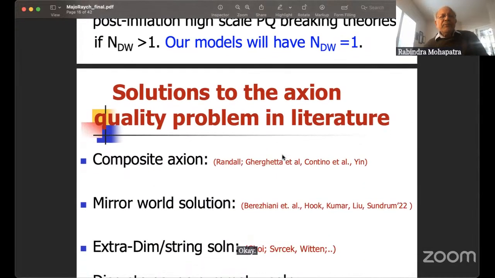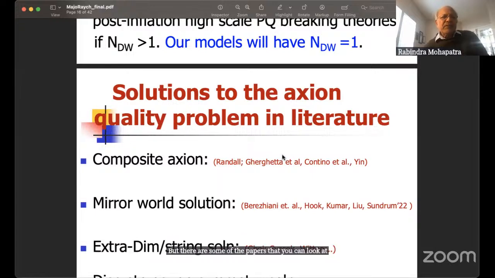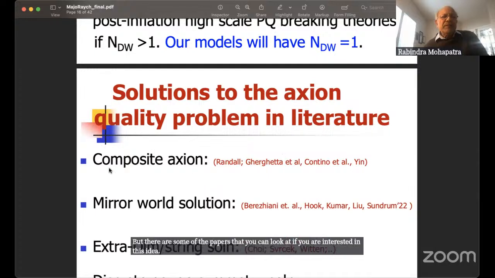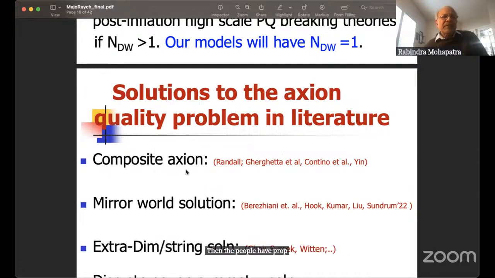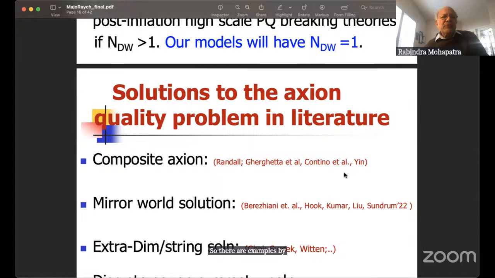So before our work, there had been a lot of solutions to the axion quality problem. I'm not giving an exhaustive review of them, but there are some papers that you can look at if you are interested in this idea. People have proposed that the axion, instead of being an elementary field like the sigma field that we talked about, be a composite field. That means there are some preons or pre-quarks or whatever, of which the axion is the composite. So there are examples by these people where you can solve the quality problem using a composite axion.